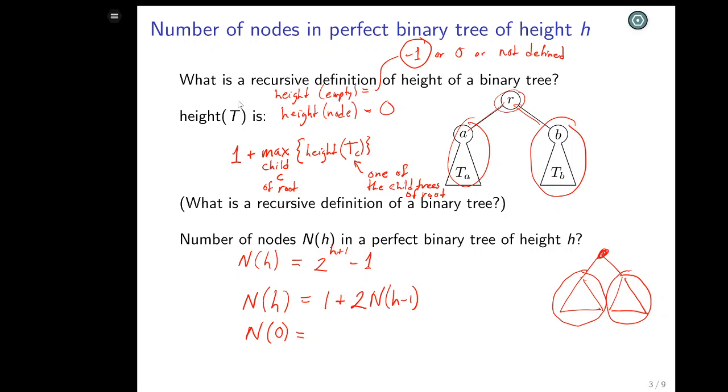What are the number of nodes in a perfect tree of height 0? 1. And now, from this recurrence relation that we've come up with for expressing that number of nodes, it comes from the definition of what a perfect tree is. A perfect tree is either a single node, or it's a binary tree that has a perfect left child and a perfect right child. And that's what this says. And so we can just see, is this going to solve to this?